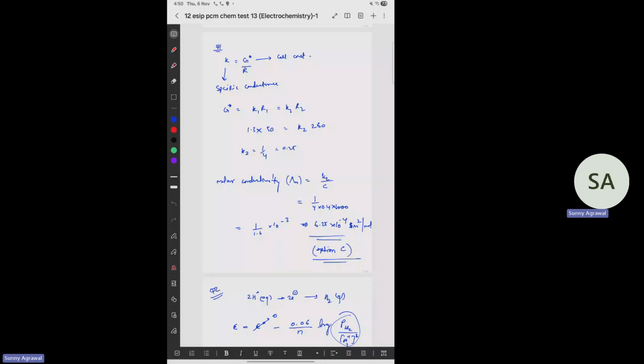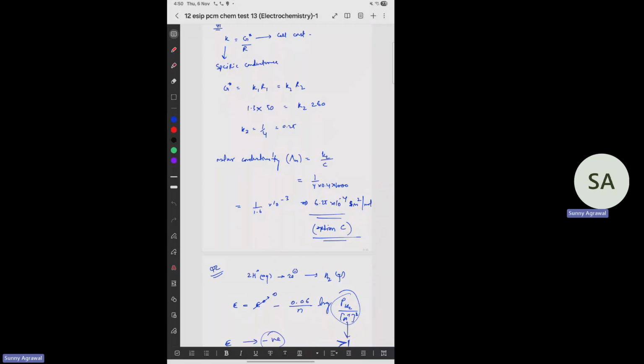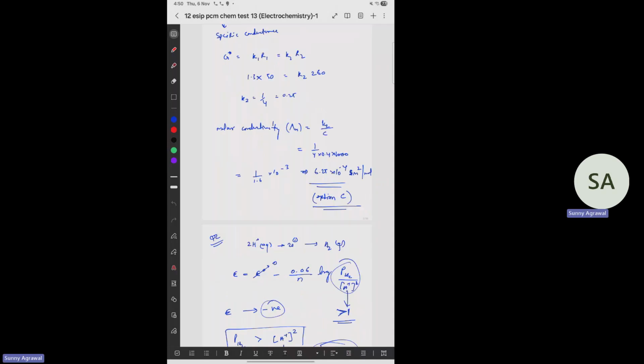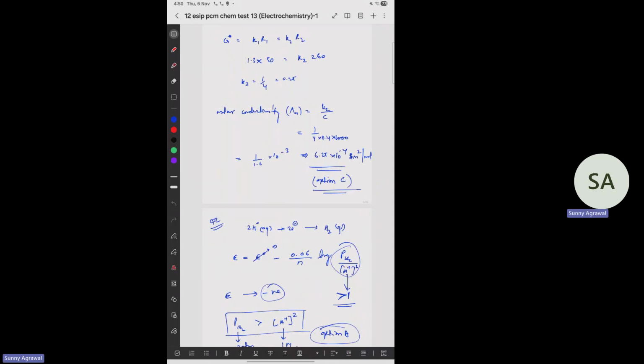Molar conductivity. So we know specific conductance is what? Cell constant upon resistance. So we can calculate the value of cell constant. Based on that, we can get specific conductance when resistance is 260. After that, with the help of the formula of molar conductivity, that is equals to K upon C. Remember here, we have to place concentration value while considering changing its unit.